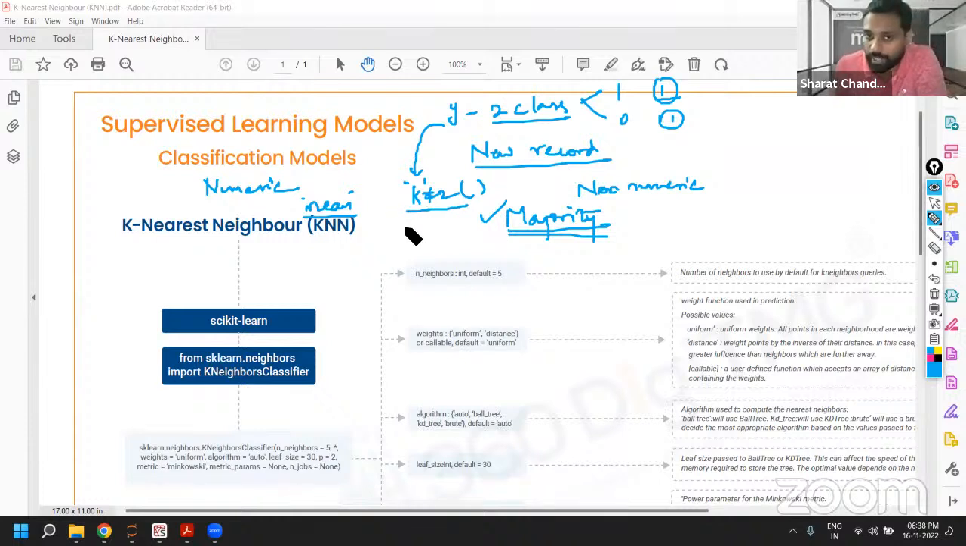How to choose the best k? It is an iterative exercise. We will have to try with different k values, try to fit the data with respect to the k, try to do the prediction, capture your metrics, and then identify at which k value we are getting good performance.